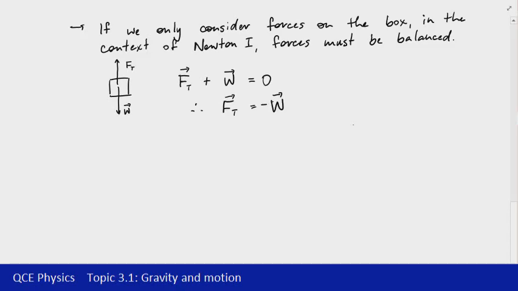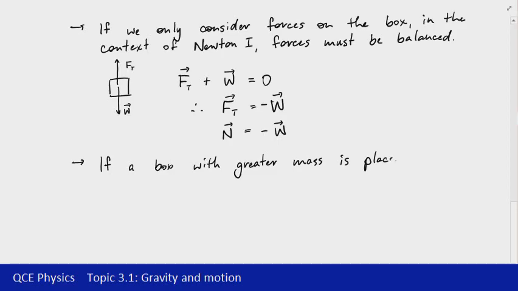But we also know that the force of the table on the box is the normal force, and so we can say that the normal force is equal to the negative weight, so in other words the same magnitude as the weight but in the opposite direction. Second thing to note here is that if a box with greater mass was placed on the table, that means that the weight force will be greater. And you can therefore see that if the weight force is greater, the normal force will also be greater.